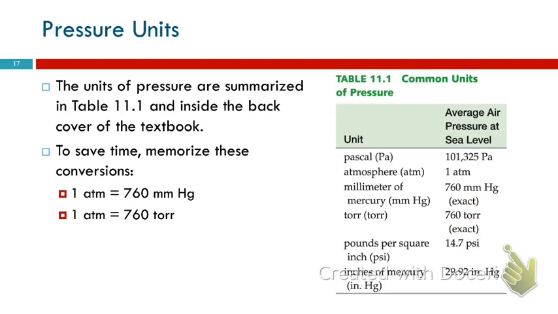So table 11.1, and also inside the back cover of your textbook, gives a summary of common units of pressure. The way this table is arranged, all of these things are equal to each other. So 101,325 pascals is equal to 1 atmosphere, which is equal to 760 millimeters of mercury, which is equal to 760 torr, which is equal to 14.7 psi, pounds per square inch, which is equal to 29.92 inches of mercury. They are all equal to each other. They are different descriptions of the same thing.